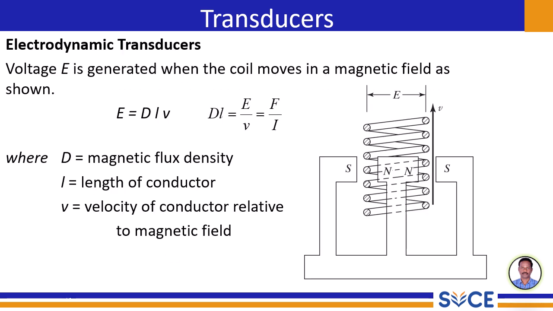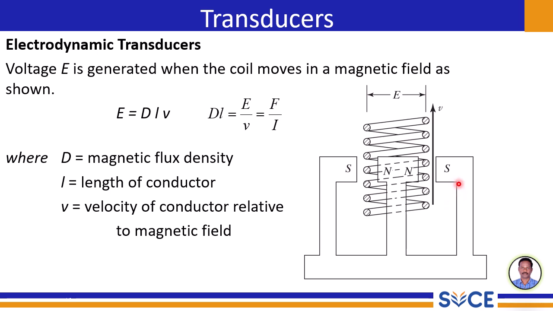Let's explore another important class of vibration transducers. It is electrodynamic transducers. This device operates on the principle of electromagnetic induction, a fundamental concept in physics. The key idea behind electrodynamic transducers is that a voltage E is generated when a conductor, typically a coil of wire, moves within a magnetic field as illustrated in this diagram.